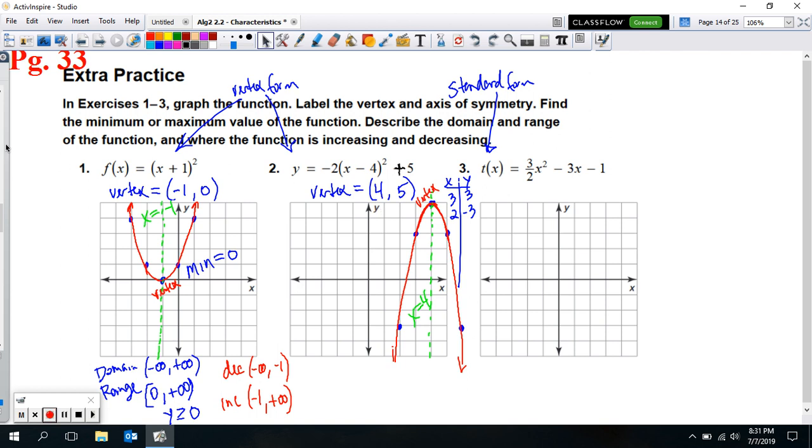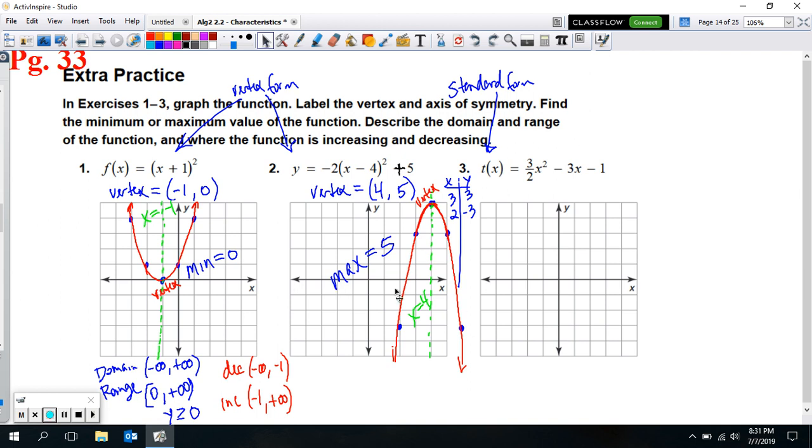The next thing we're doing is finding maximum or minimum. Well, since this is opening down, this will be a max this time, and the number for that one will be the y-coordinate there, 5. So it's going to have a max equals 5. Our maximum is 5. And then it says to describe the domain and range.